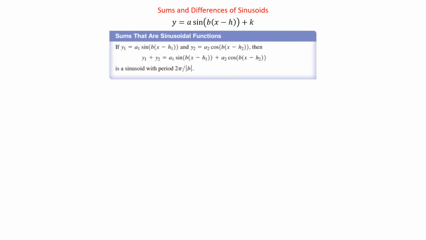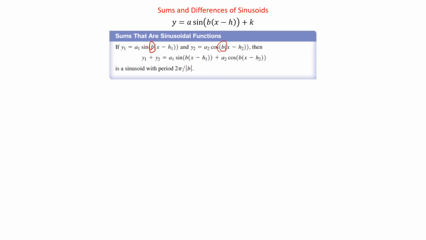What matters here is this B and this B are the same. Notice there's no subscript on the B like there is on the A. Those A values can be different.